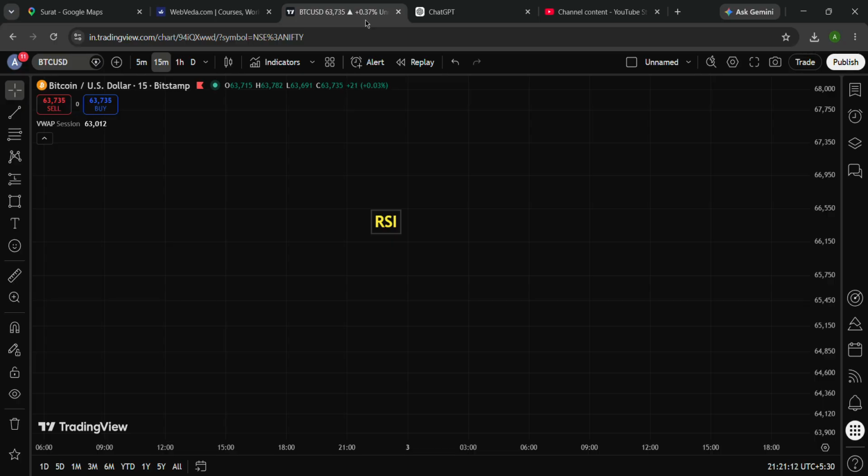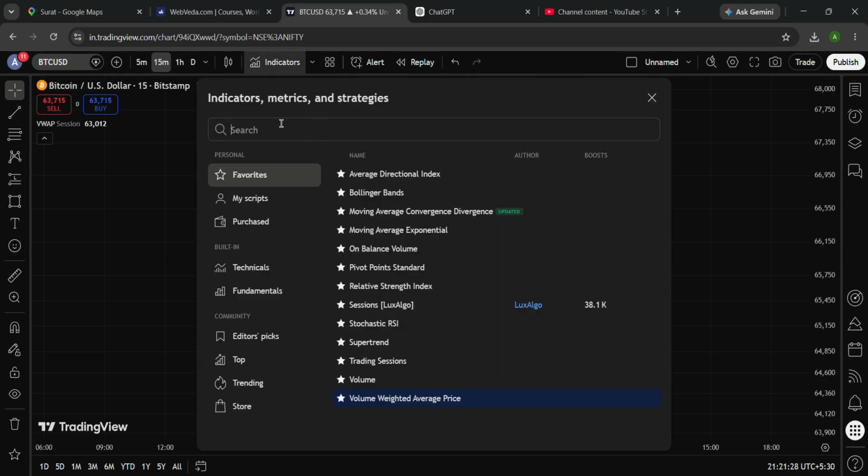That is why RSI, MACD, VWAP and EMA are the most used indicators amongst all the traders, right? So, back to our topic. If I show you, you just have to click here on the indicators section and search for RSI, or you can type here Relative Strength Index. So this is the Relative Strength Index.